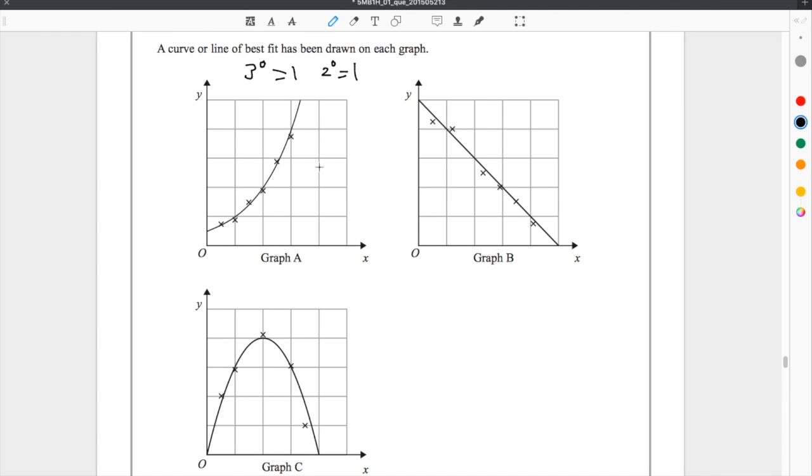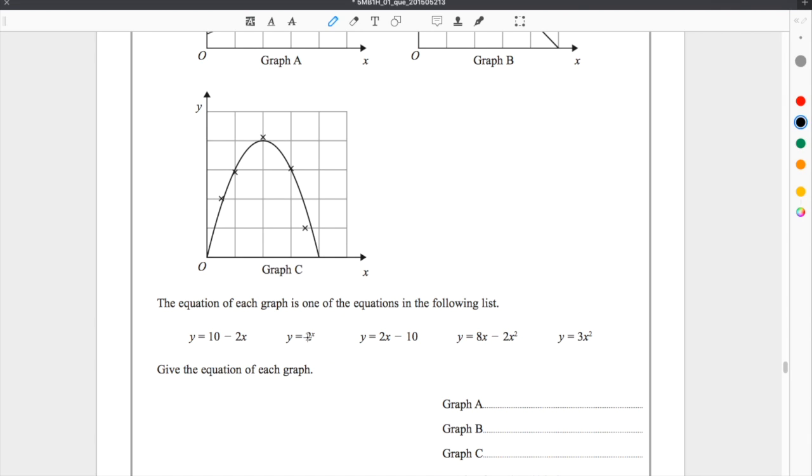And it's increasing exponentially. So we need to look for an exponential function. This is linear. This is linear. This one here is a quadratic, as is this one. The only exponential graph is that one there. So for A, y equals 2 to the power x.